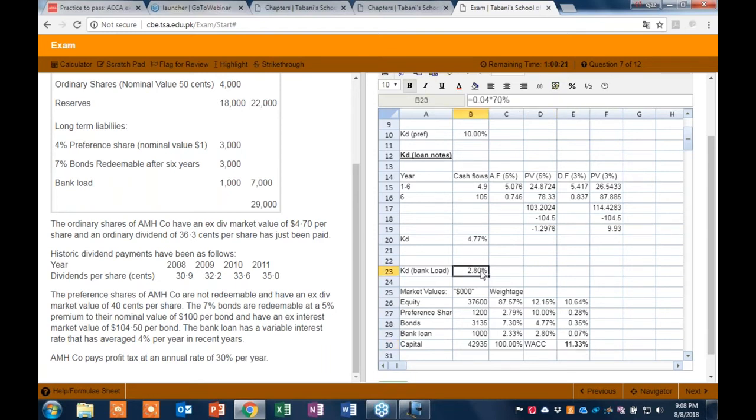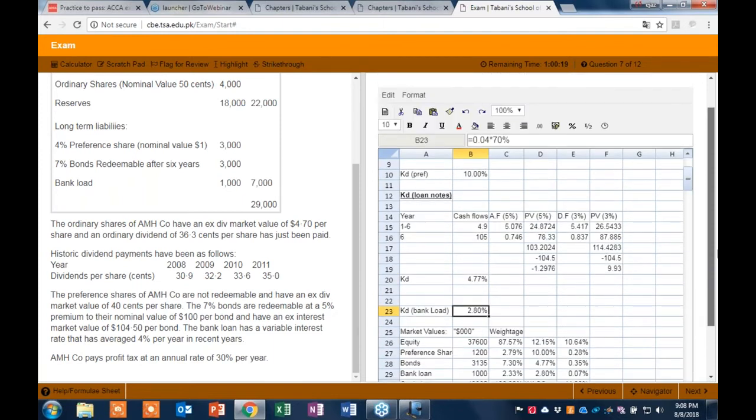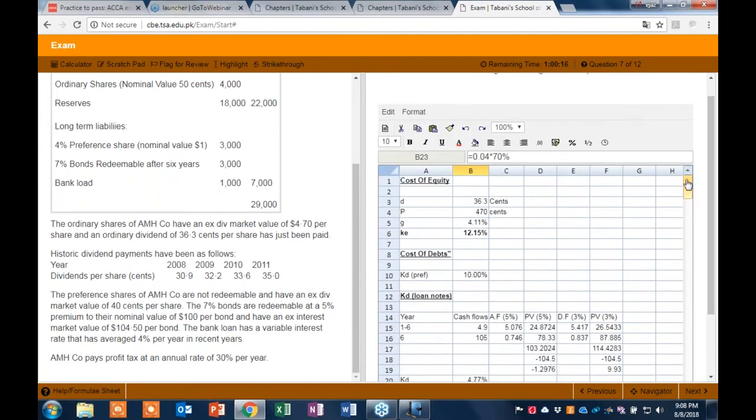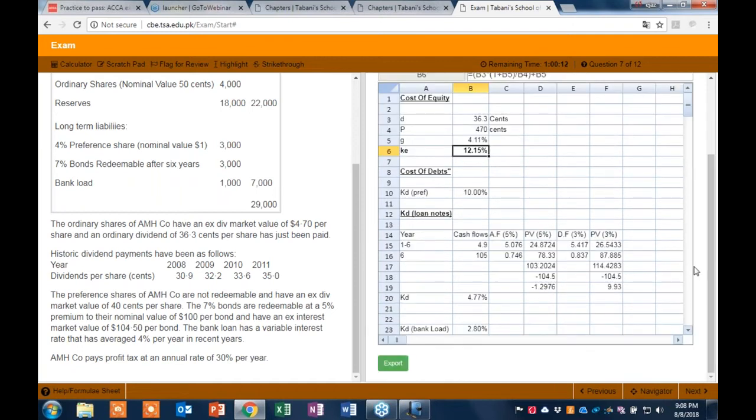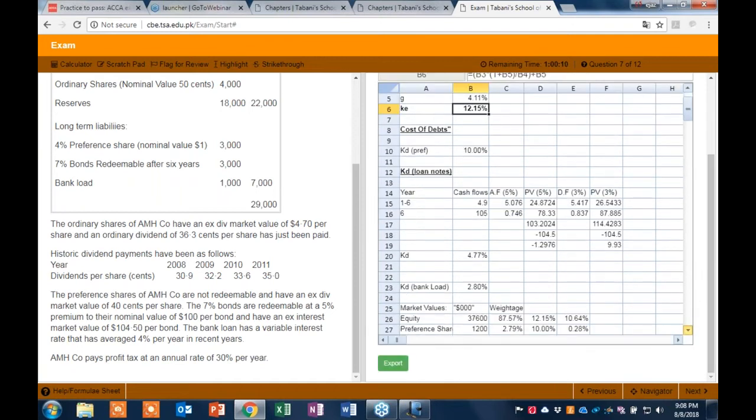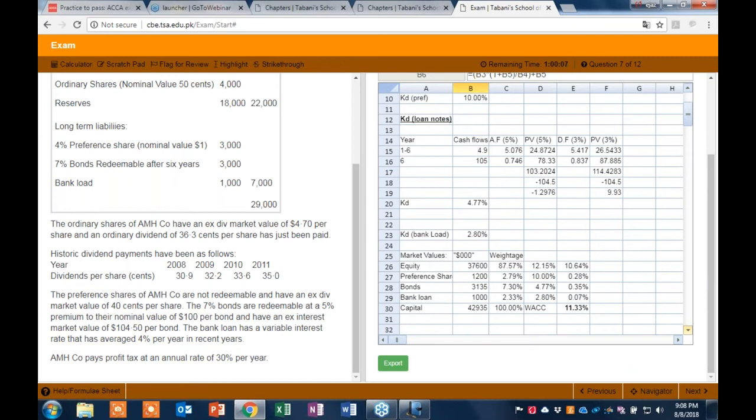It's in between 2.8%, the cheapest source, and 12.1%, the expensive source. Is it clear?